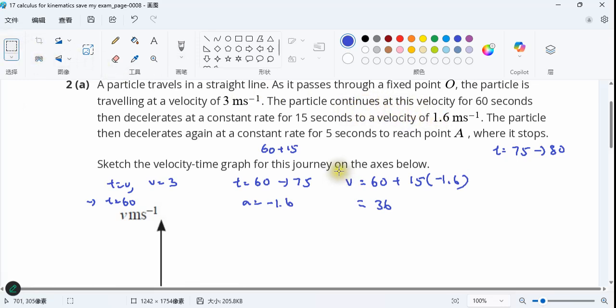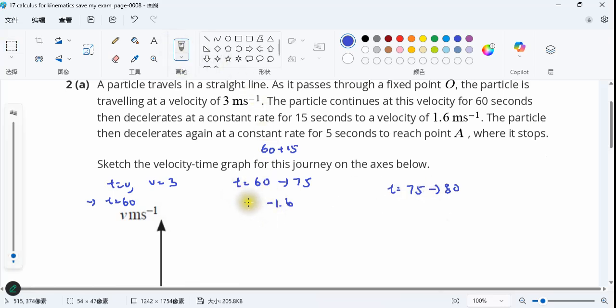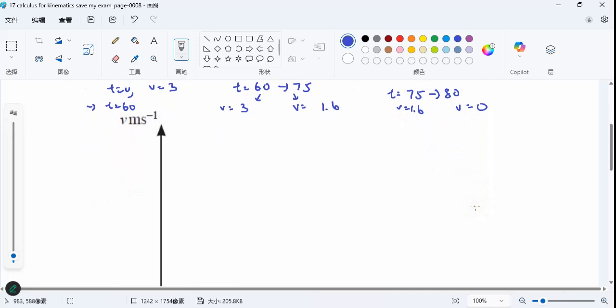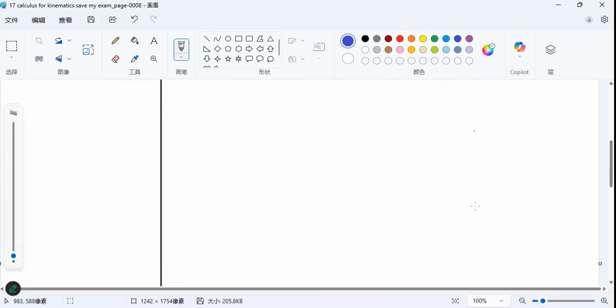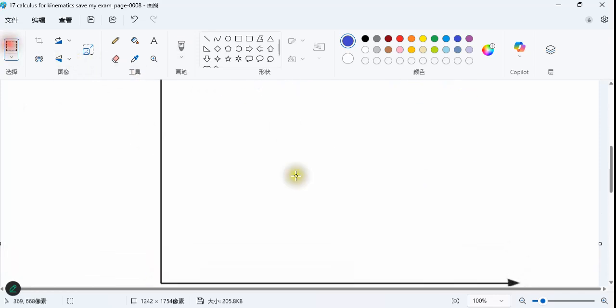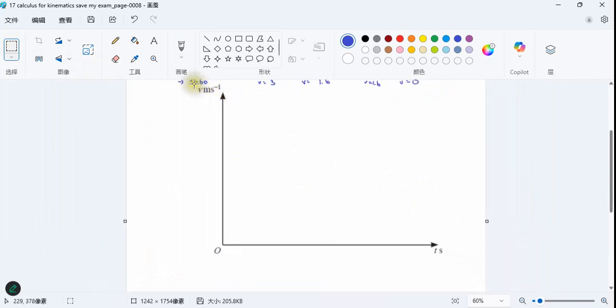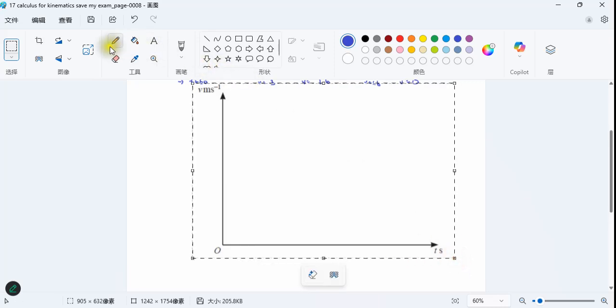So this is v equal to 1.6 when t equals 75. So the v is 3, then this v is 1.6, this v is 0. Okay, so we have 3, 1.6, and this one.